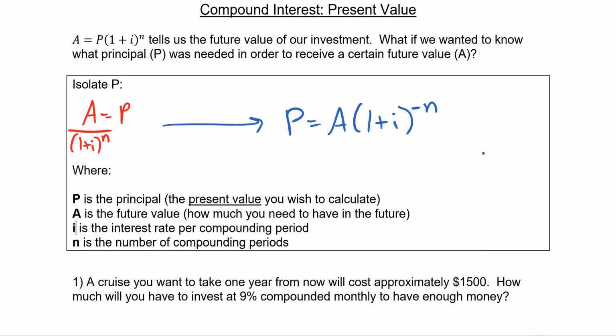So P is still the principal, or the present value we wish to calculate. A is the future value, how much we need to have in the future. i is still the interest rate per compounding period, so we still have to compound the interest, and n is still the number of compounding periods.